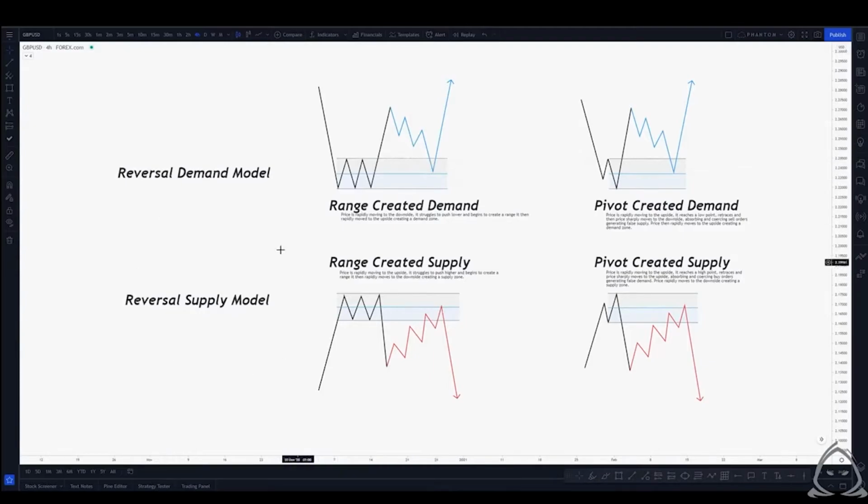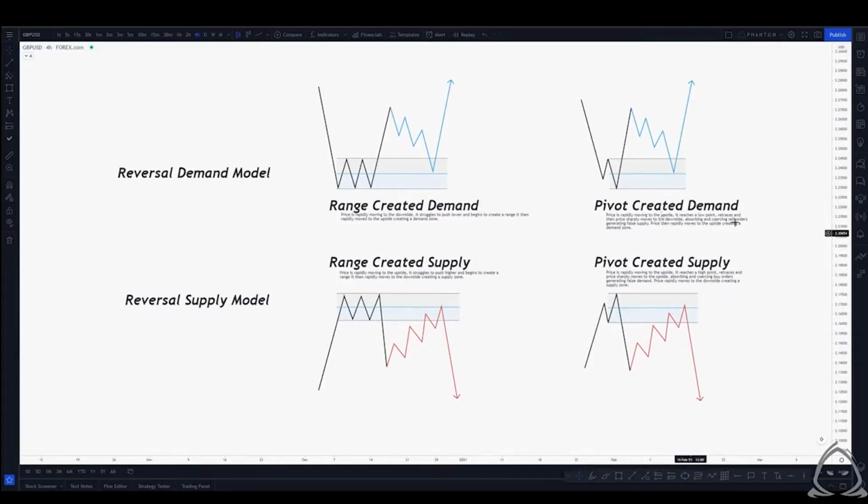zone. Now, if we're looking at a reversal supply model using the range created supply, we'd be looking for price coming to the upside, likely in an uptrend prior to that. We create a sideways range and then an expansion away to the downside of that range. Again, we're not looking to trade that initial break of the range, but instead we're waiting for price to move back into that newly created supply zone, that range, to look for our entries.